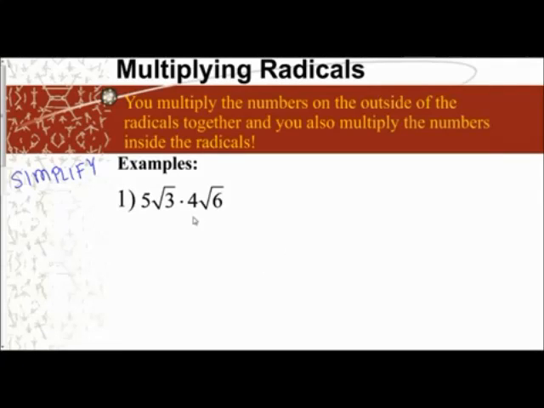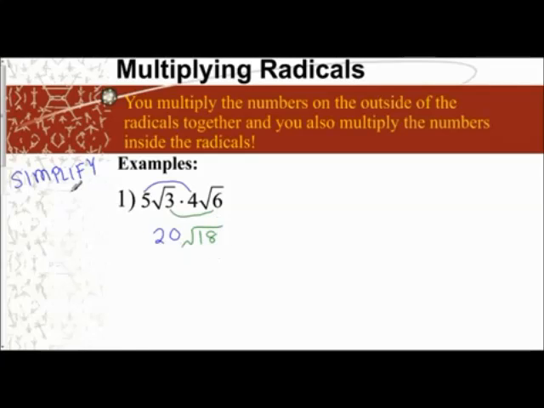And so if I take a look at this first one, we're asked to take 5 square root of 3 times 4 square root of 6. So numbers on the outside get multiplied together. So I'm going to do 5 times 4, and that's going to give me 20. And numbers on the inside get multiplied together. So 3 and 6 is going to give me the square root of 18.